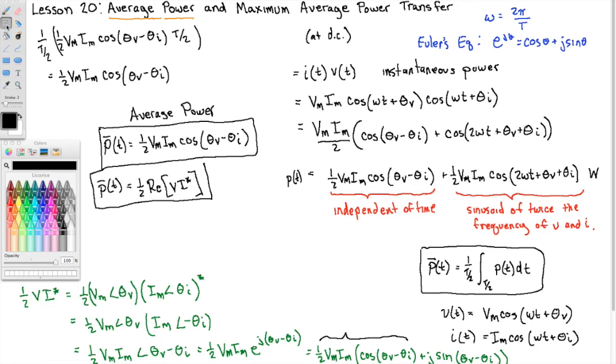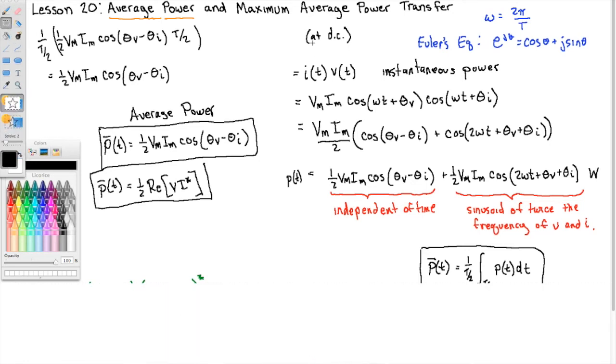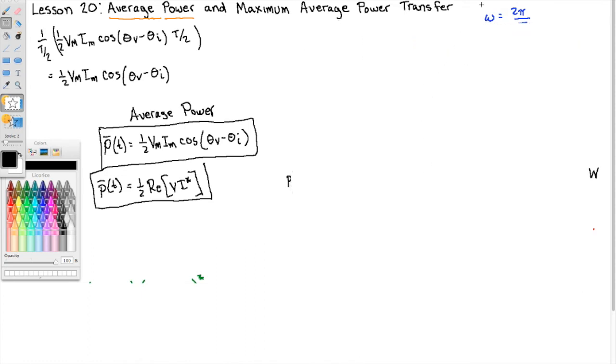Alright, I'm going to erase the aside down here in green. Erase this. Now, two important special cases I wanted to consider.